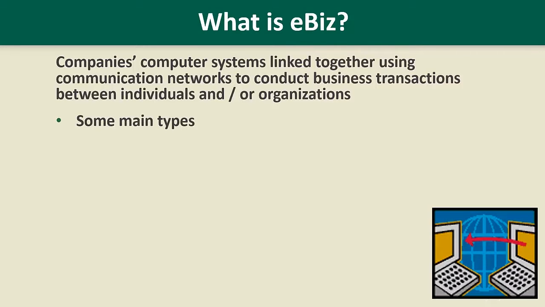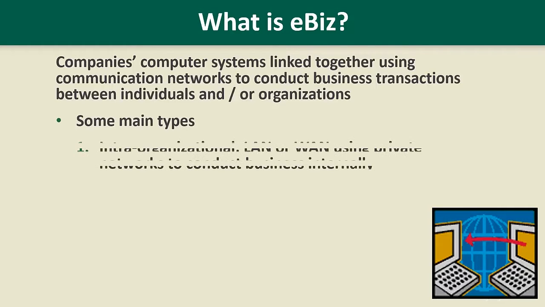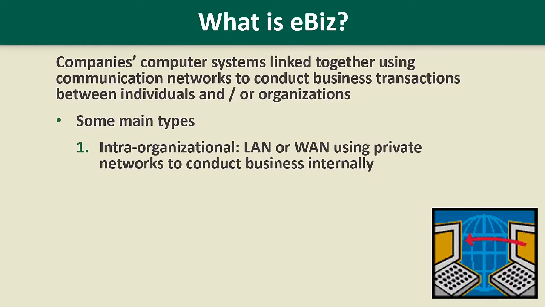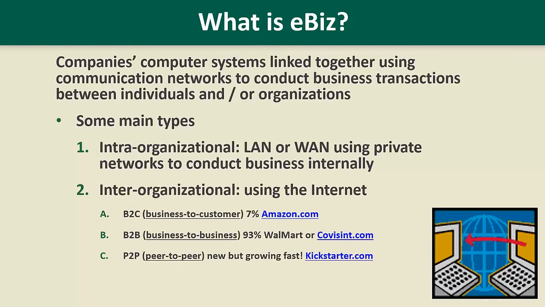I'm going to talk about two types of eBiz. First, intra-organizational, inside the organization. Commonly we see LANs and WANs, local area networks, wide area networks, often using private communication networks to conduct business within the corporation, internally. More commonly, when we talk about eBiz, we usually mean inter-organizational, that is between organizations, between individuals, and commonly using the public internet.